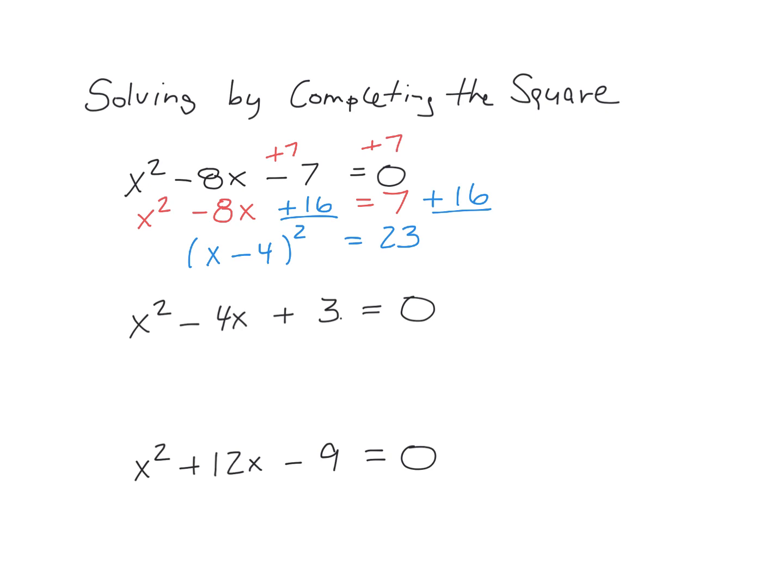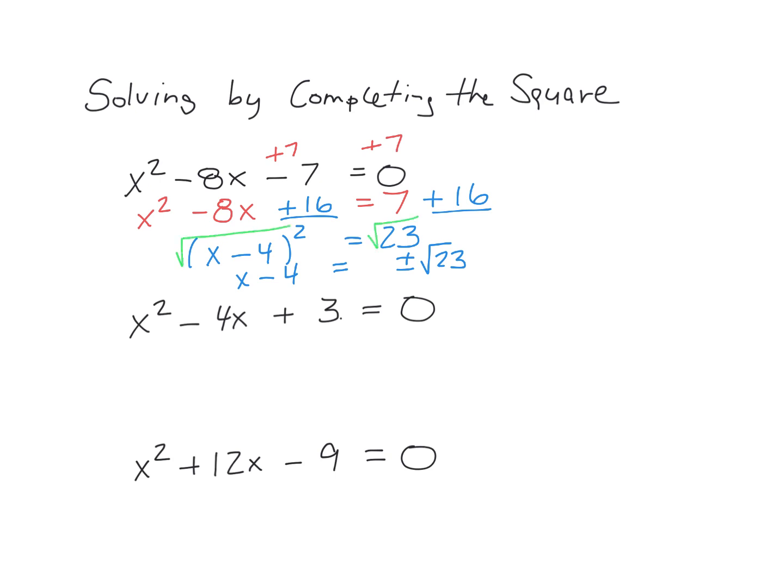I'm going to run out of space here, but we're going to take the square root of both sides. So I have x minus 3. And remember, when we do that, we get the positive and negative square root of 23. So what I'm doing is taking the square root of both sides there.